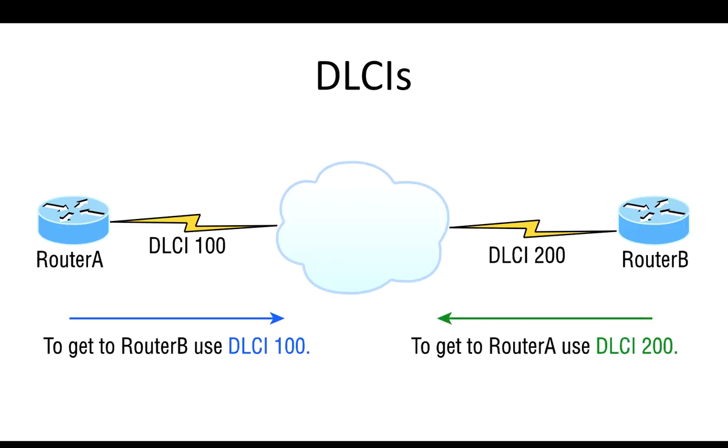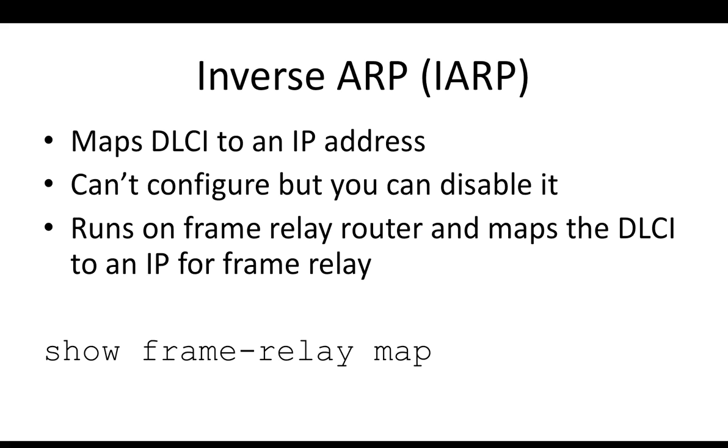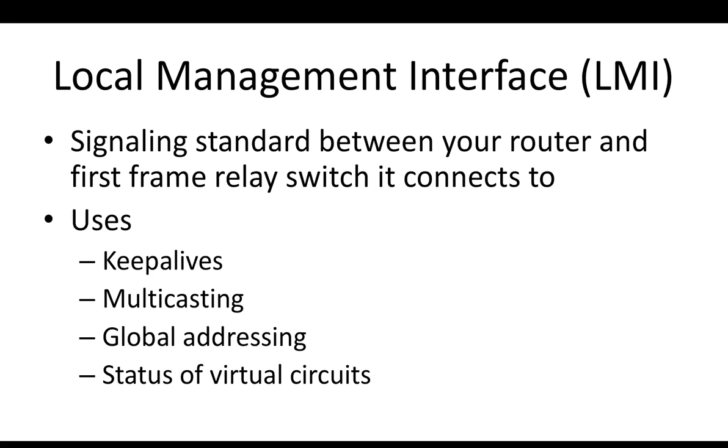You can see these DLCI numbers through something called inverse ARP, where ARP is just a mapping of MAC addresses to IP addresses. Inverse ARP is a mapping of IP addresses to DLCI numbers. So it's going to be important for us to have those. Beyond that, we have a little bit more to talk about with Frame Relay.